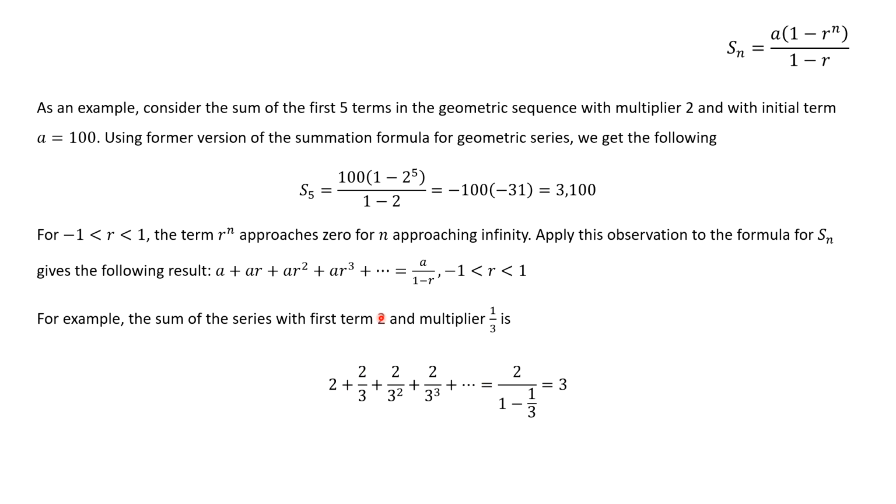We have 2 as the first term and 1/3 is the multiplier. So you get 2, 2/3, 2 over 3 squared, 2 over 3 cubed, and so forth. And then since r is between 1 and minus 1, it's 1/3 in this case, you can use this formula and you put in a equals 2, that's the first term, and then the multiplier is 1/3, and you just get 2 divided by 2/3, which is 3.